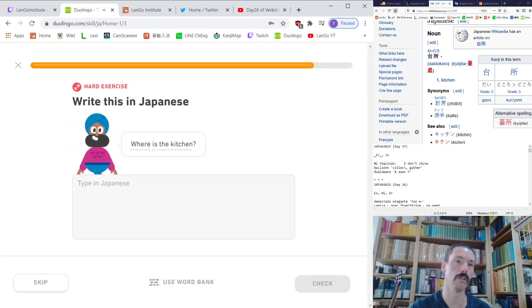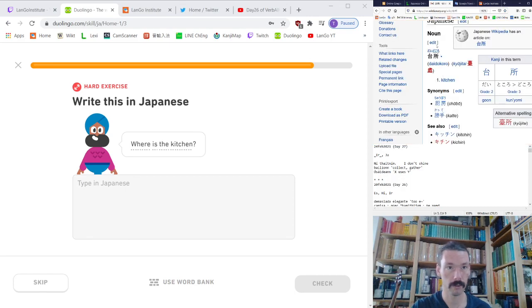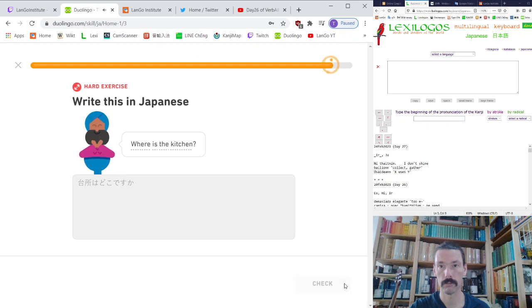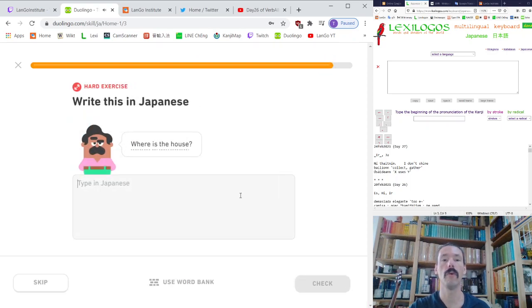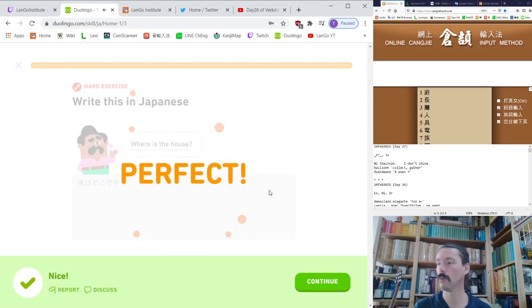Where is the kitchen? Let's do it again. 台 is here spelled I-R. どころ is the rest, written phonetically. Skipped one. 台所は, spelled は. どこですか, where's the house? 家はどこですか. I just need to replace the subject. Right, it's this 家 kanji. 家はどこですか. There we go. Lovely.